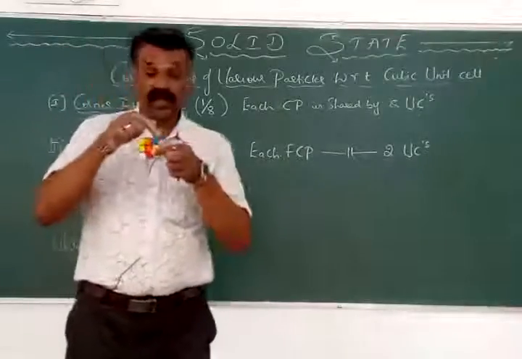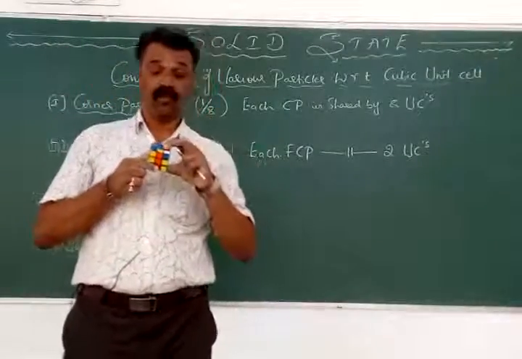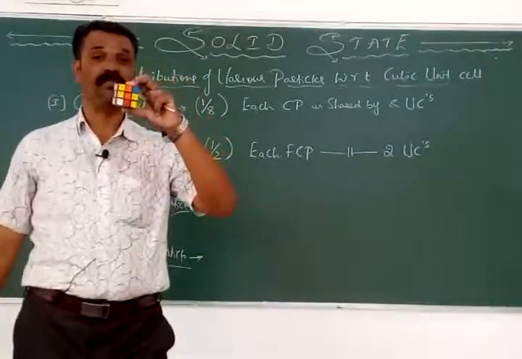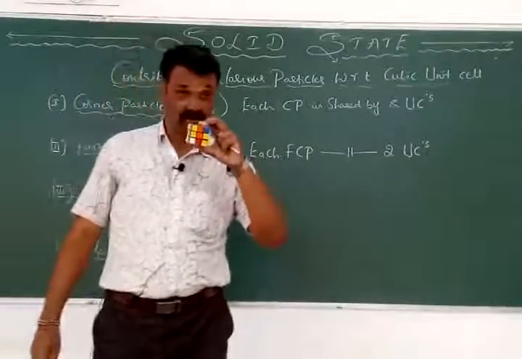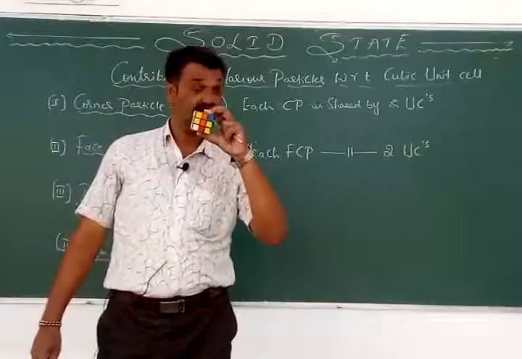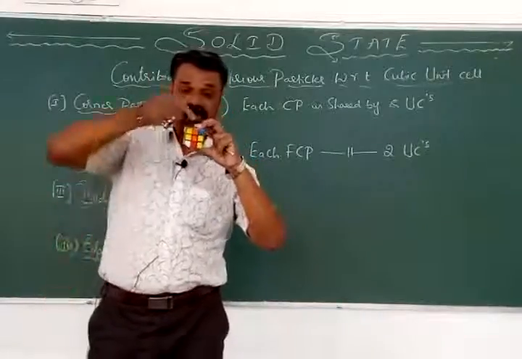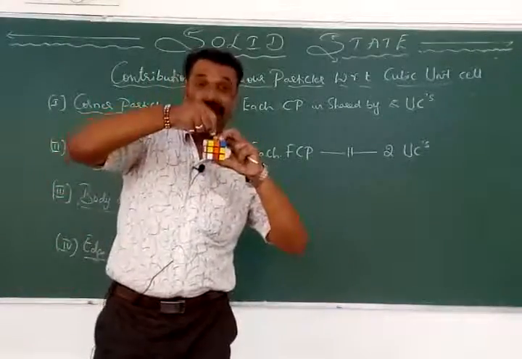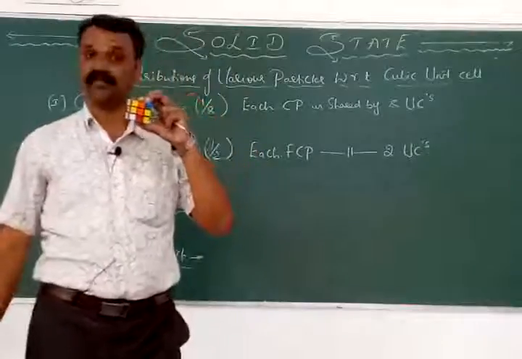So here, what are these? They are the corner particles. Now, where is the body centered particle? It is exactly at the center. I can't see it here, but if I open this, at the center we have the body centered particle.